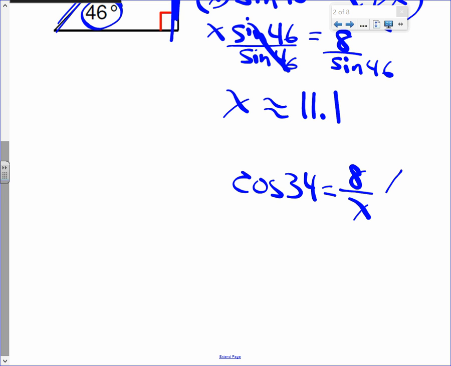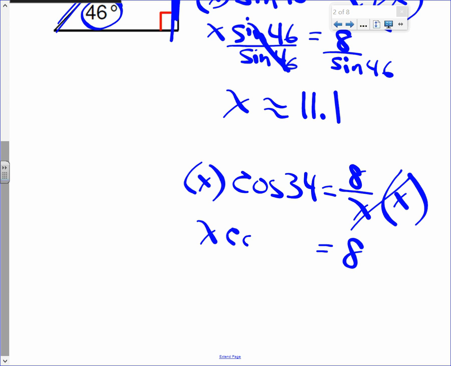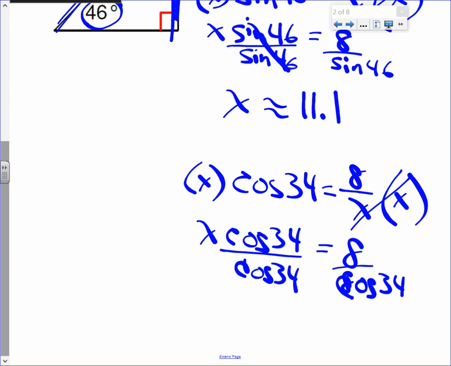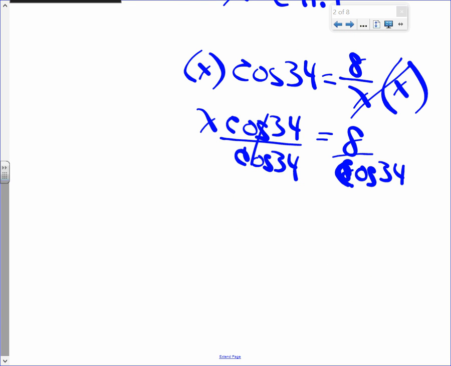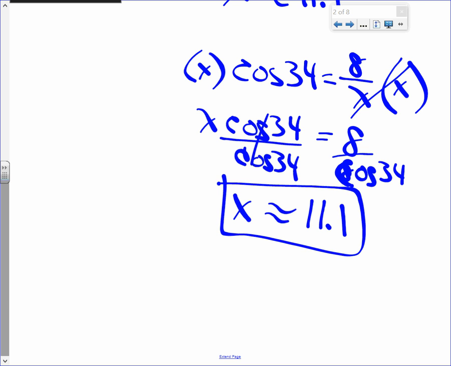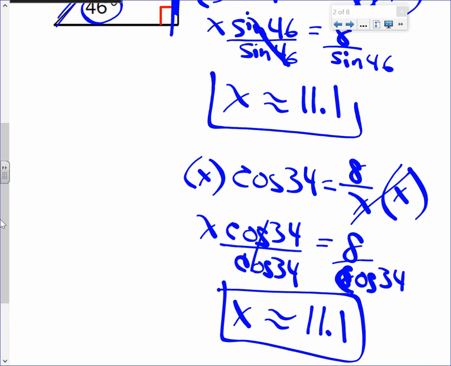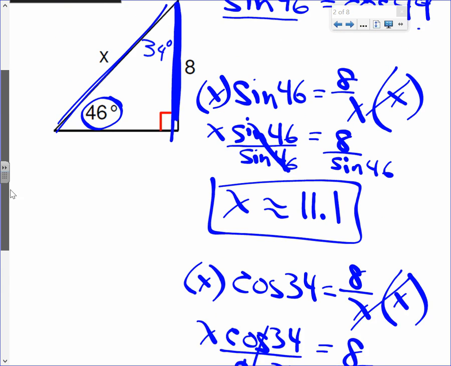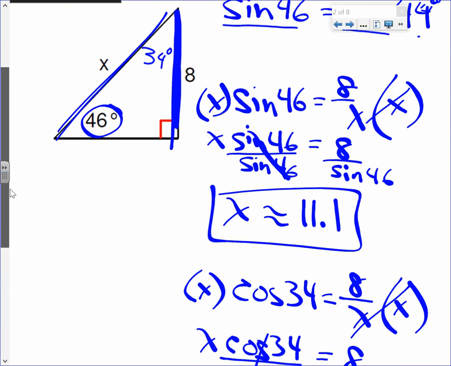I'll get x by itself over here, same deal. So I'll have x times the cosine of 34. We'll divide by cosine of 34 on both sides. And x is approximately 11.1. We're good to go. Cosine and sine are the same for both acute angles. That was a main point of yesterday's lesson.